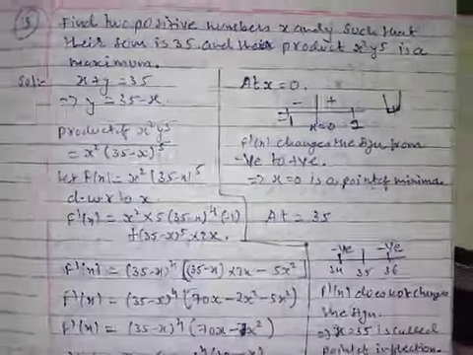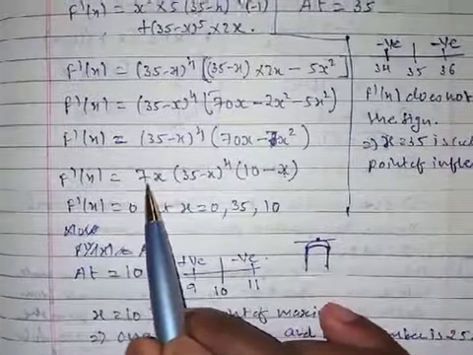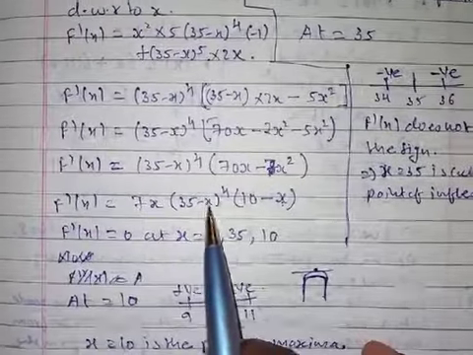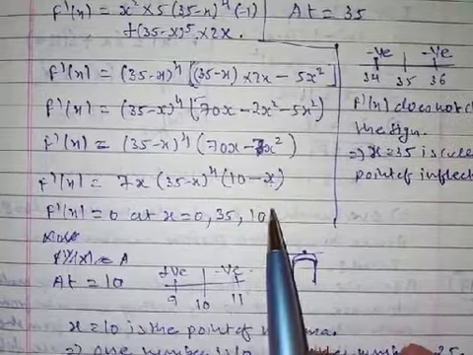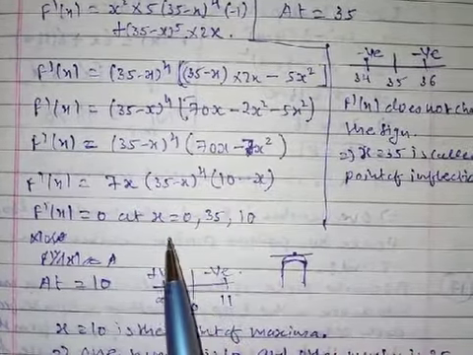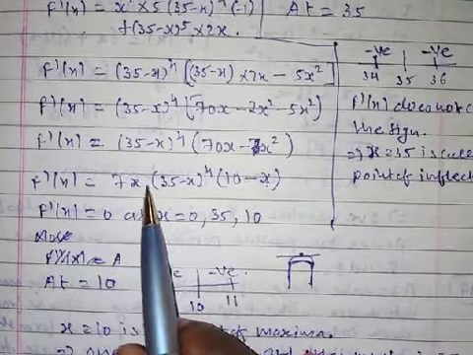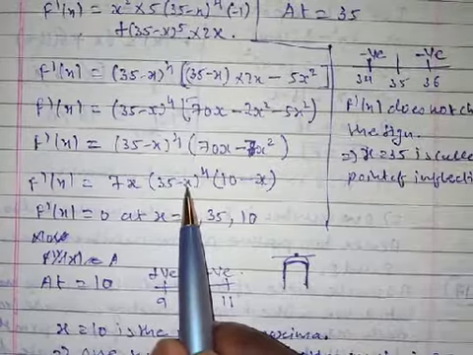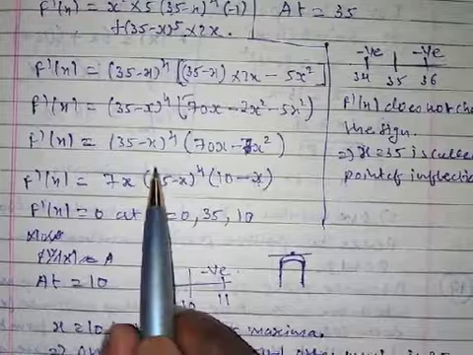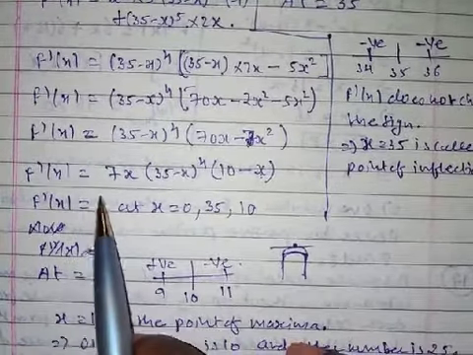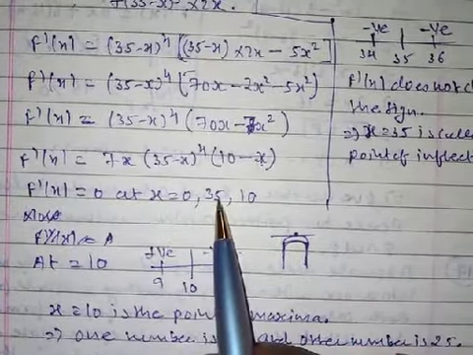If you simplify, finally what you are going to get is that f dash of x is 7x into 35 minus x raised to 4 into 10 minus x. You have taken x common also. So f dash of x is equal to 0 at what? X is equal to 0, this entire will become 0. Second, x is equal to 35, this entire will become 0. And when x is equal to 10, the entire function f dash of x will be equal to 0. So f dash of x will be equal to 0 at 0, 35 and 10.